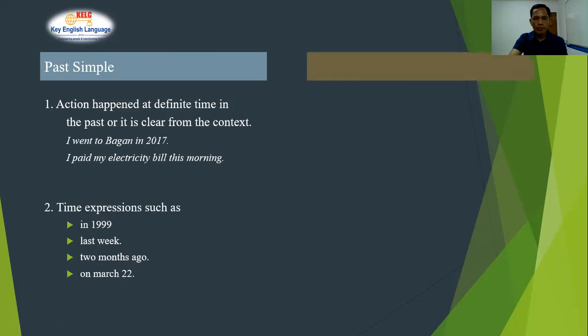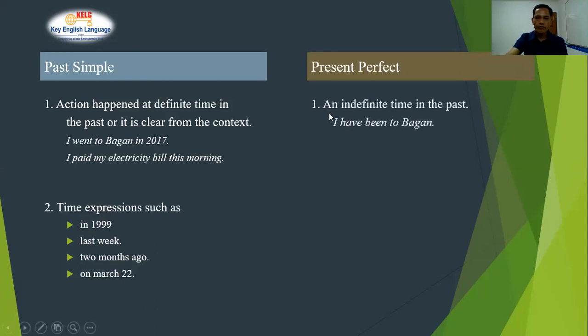How about the present perfect? So let's compare the use of this. We use the present perfect. Of course, it is in the past, but at an indefinite time in the past. This is my experience. I've been to Bagan, but I don't say when. I just said my experience. I have been there. Or I have paid the electricity bill, already finished. But when? We don't know.